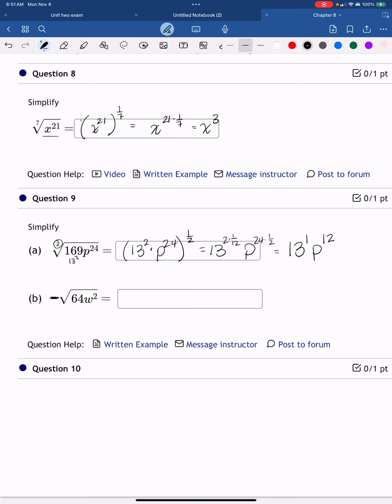Here we have a negative sign, so we're going to need negative signs. Rewrite all my negative signs. I'm pre-writing my negative signs. This is an implied square root. 64 is 8 squared. So we have 8 squared W squared to the 1/2. 8 to the 2 times 1/2, W to the 2 times 1/2. And we're left with 8 times W.